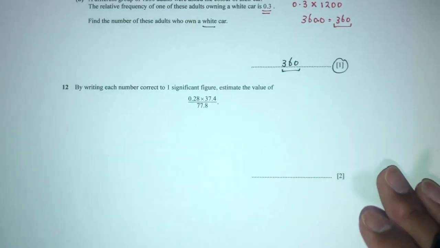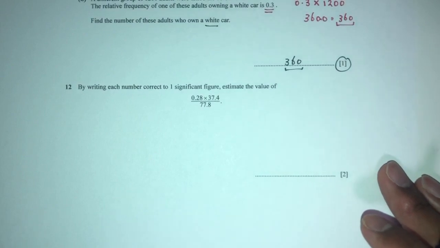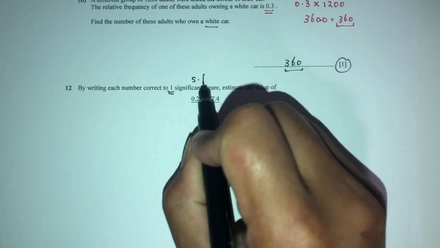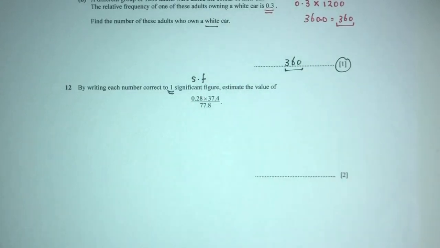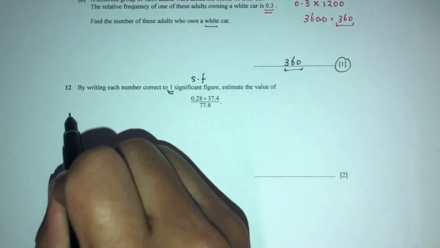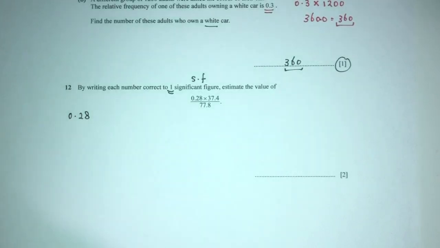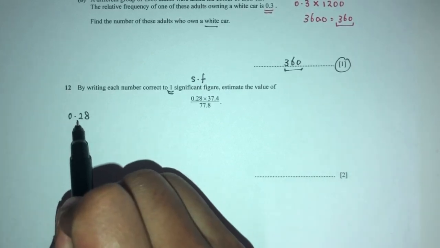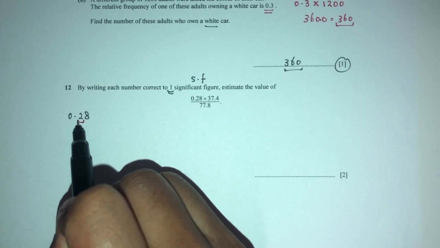Now let's move on to question 12. By writing each number correct to 1 SF, estimate the value of this one. This is very important here, 1 SF, right? Let's look at one number at a time. So here we have 0.28. As we have seen before, we will not take into account 0 if it is the first number. We start here. So this is 1 SF. One number, the first number.